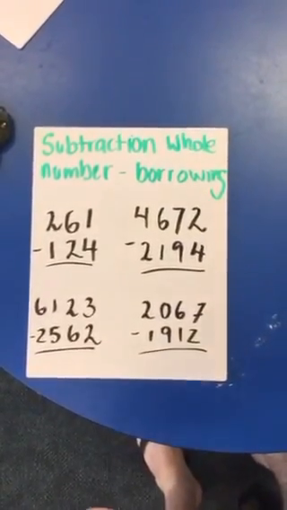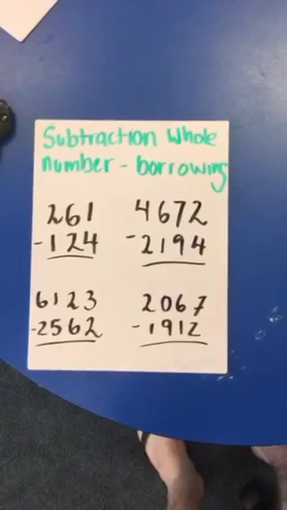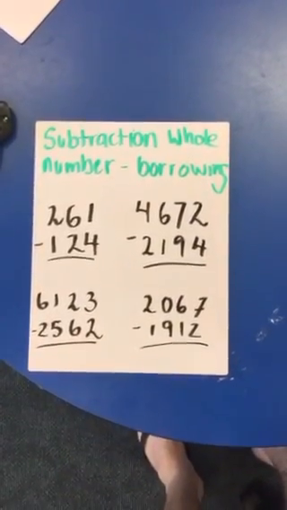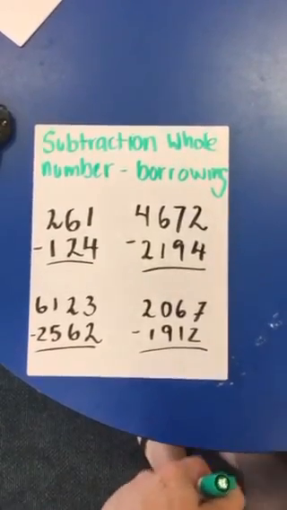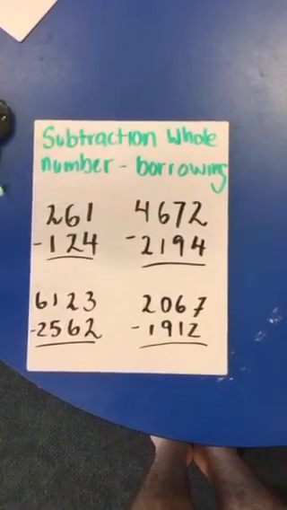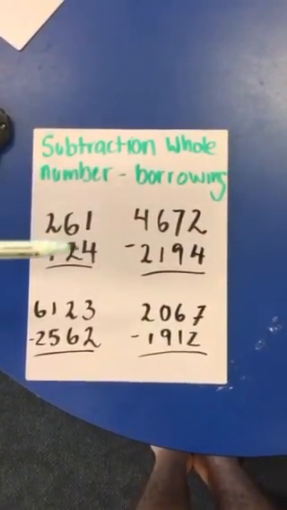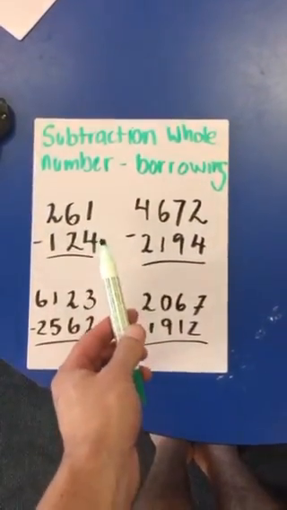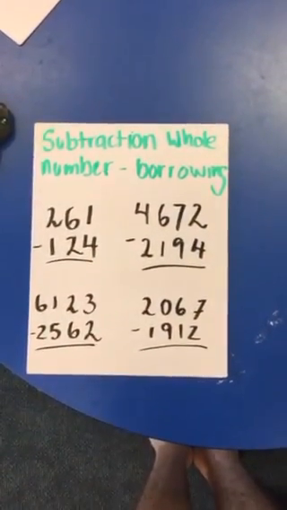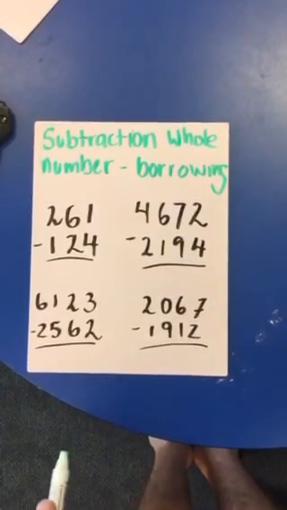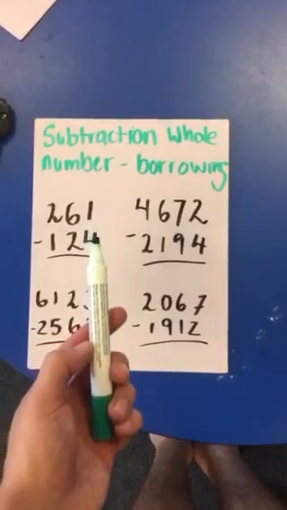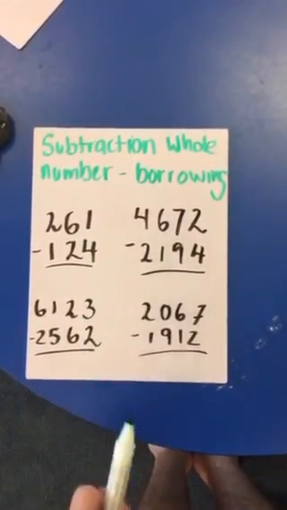This video is about borrowing, so we're doing more subtraction, and how do we borrow when we have to subtract. The first thing we should have noticed is that in 261 subtract 124, this 4 is larger than the 1. What that means is that we have to borrow, because lots of people will say 1 subtract 4 equals 3, and that's wrong.